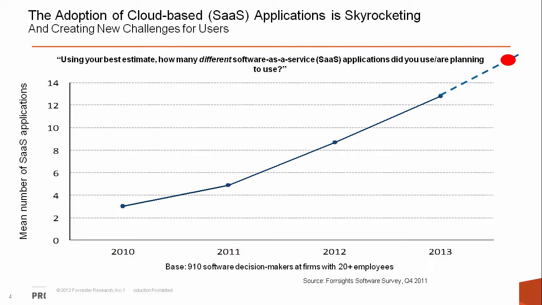What I would say, however, is that the adoption of SaaS applications has certainly skyrocketed over the last few years. This is a trend line based on Forrester's research. If you extrapolate it out, you can see that the projection is that in 2014, your average company, your average IT department, is using 16 plus SaaS applications in their environment. So again, that supports the fact that SaaS application adoption has skyrocketed.